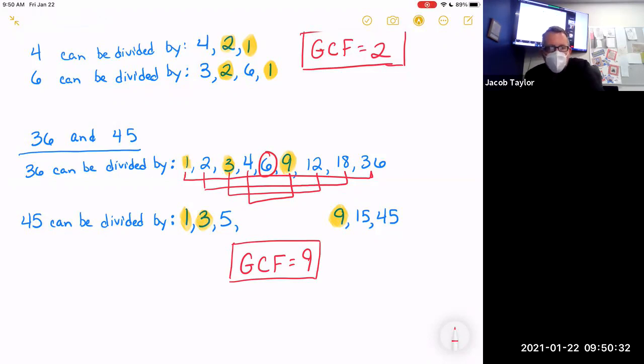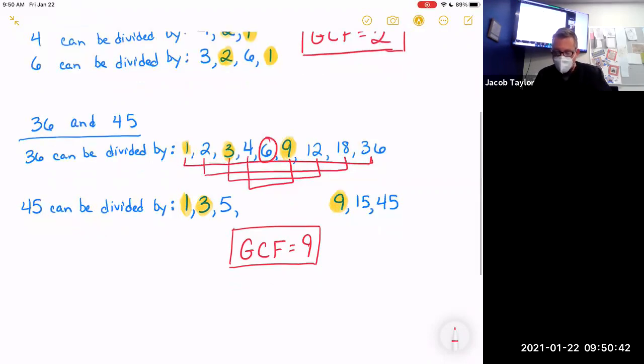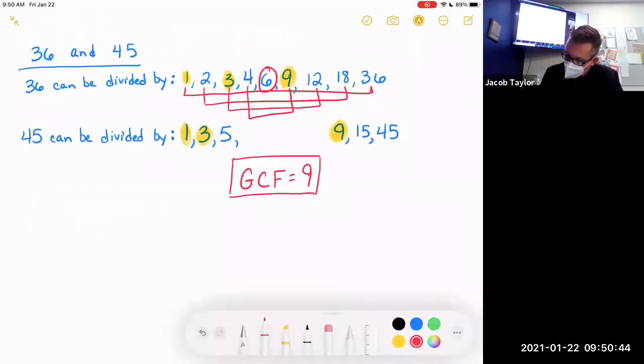Now, let's talk about finding the greatest common factor of variables. Believe it or not, finding the greatest common factor of variables is much, much easier than finding the greatest common factor of numbers.